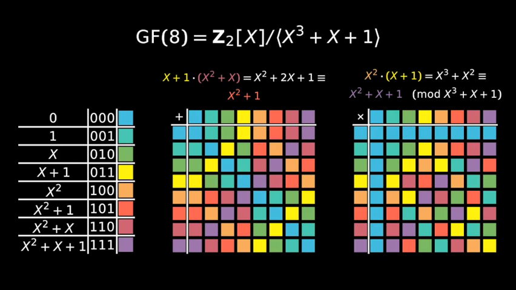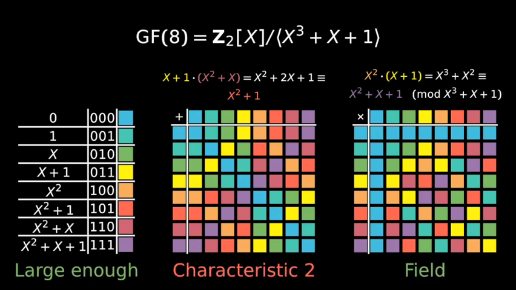So the resulting algebraic structure solves 2 of our problems. It's large enough, and it's a field. To see this as a field, you can look at the multiplication table, and you can see that the unit polynomial appears in every row except the first, so you can divide. On the other hand, the structure has characteristic 2, which you can also see in one of the tables, the addition table. The diagonal in the addition table is all zeros.